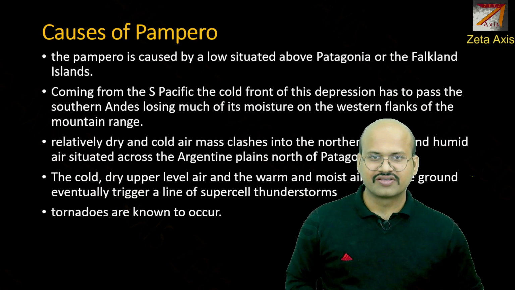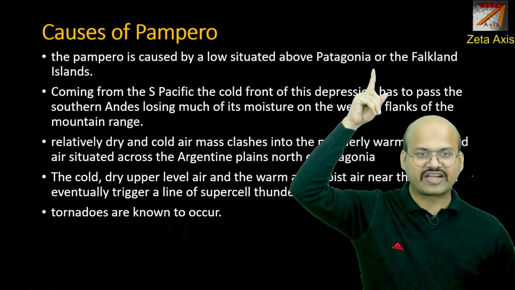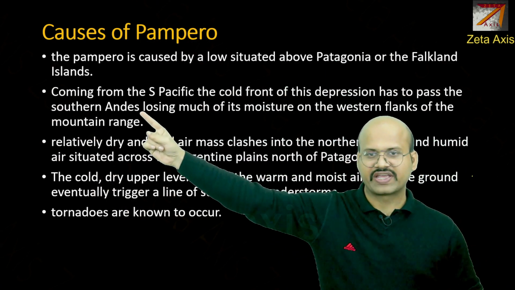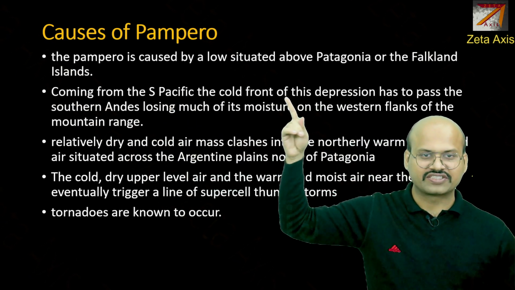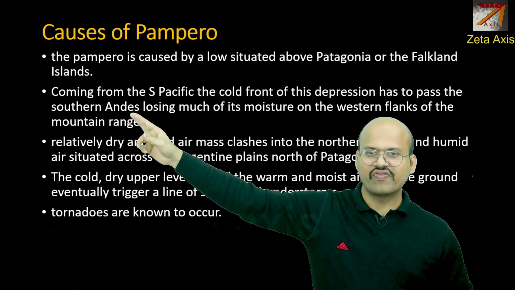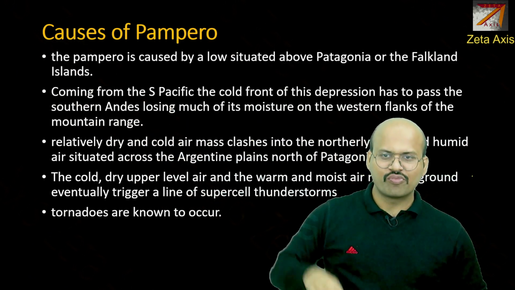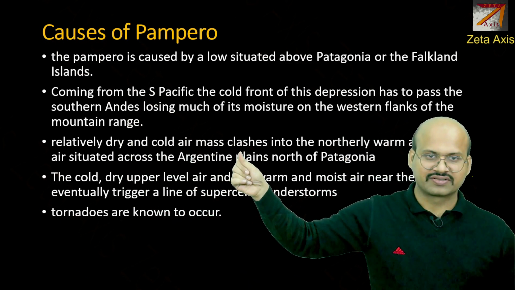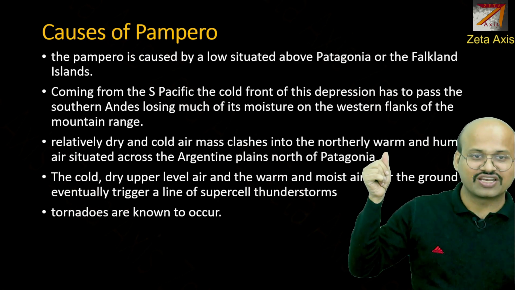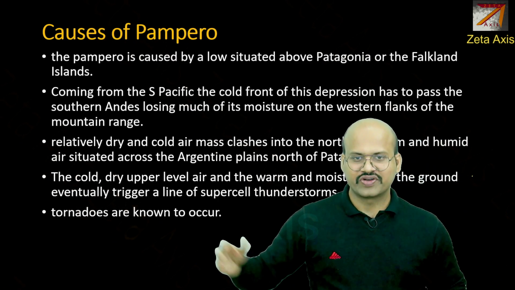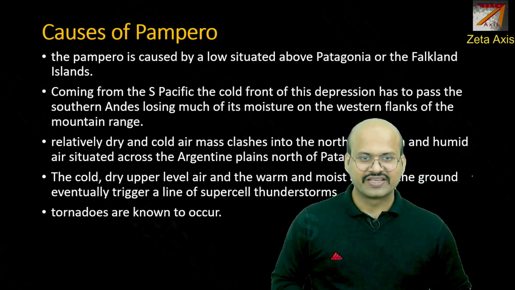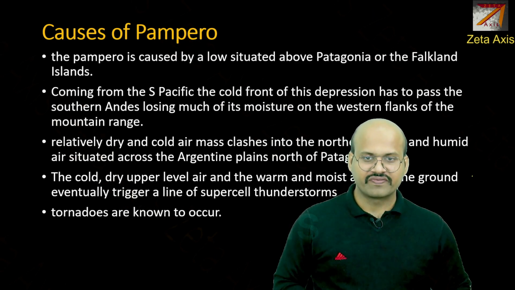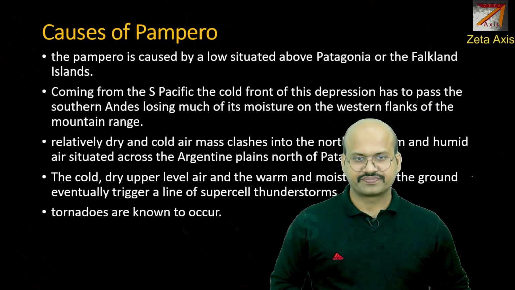Here is the summary. It is caused by a low situated over Patagonia or the Falkland Islands, and it comes from the South Pacific region, and it passes over the Andes where it loses much of its moisture. Therefore, it is a relatively dry but cold air mass. And when it clashes with the northerly warm and humid air situated across the Argentinian plains, it could cause thunderstorms, or even tornadoes can occur.